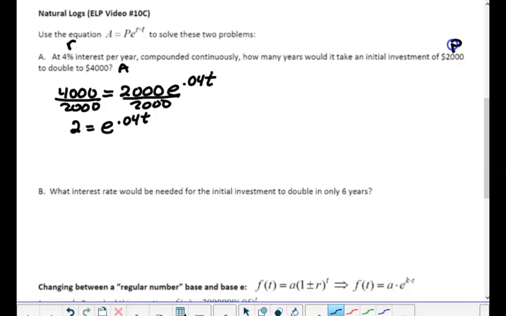Now, if I had been doing this using other methods, I would just take the log of both sides or write it in log form. So e to the 0.04t, remember e is just a number here, so I could take the log of both sides or write it in log form. Now I'm going to recommend in this case that you write it in log form. You can certainly take log of both sides and you can solve it and get the right answer, but I want you to get comfortable with something called the natural log.